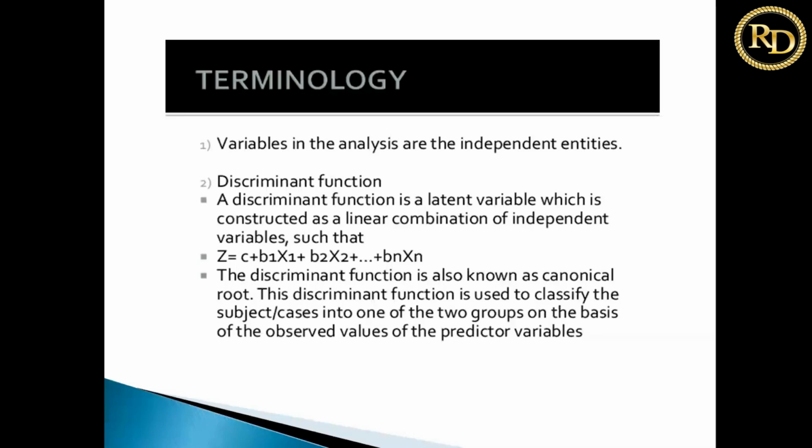The discriminant function is a latent variable which is constructed as a linear combination of the independent variables. However many independent variables you are using, we will consider different linear combinations of them so that we will be able to make different discriminant functions, and on the basis of the values we will classify, and see to what extent we are correctly classifying the units in different predetermined groups on the basis of the dependent variable, which is categorical. The discriminant function is also known as the canonical root. It is used to classify the subjects, cases or units into one of the two or more groups on the basis of the observed values of the independent variables or predictor variables.